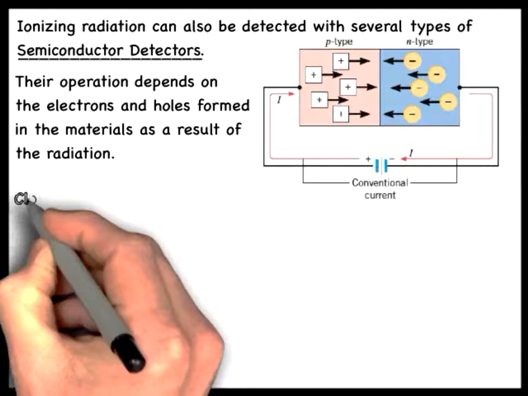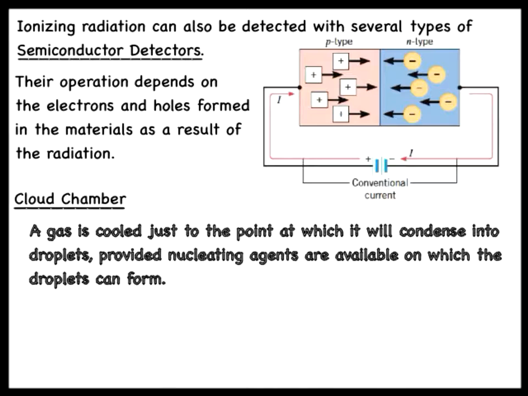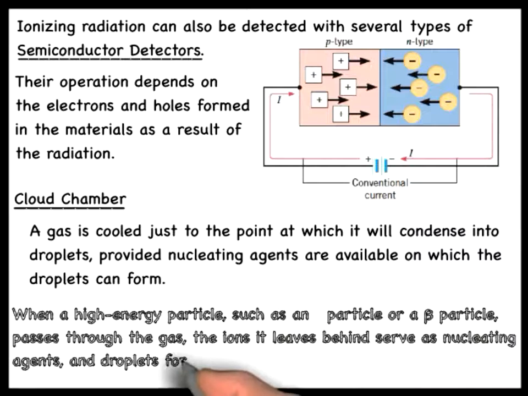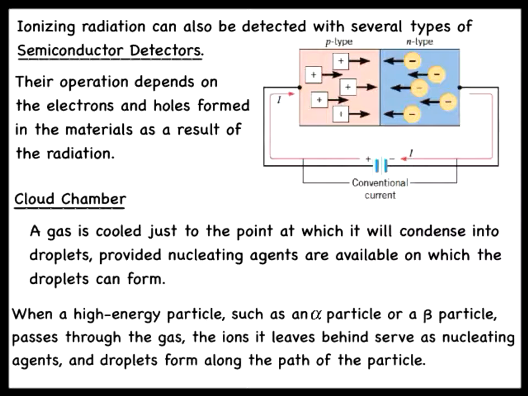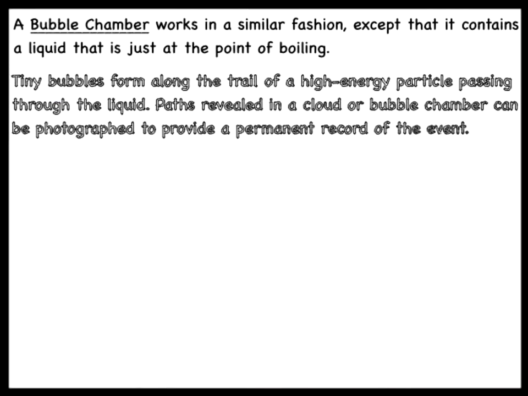A number of instruments provide a pictorial representation of the path that high-energy particles follow after they are emitted from unstable nuclei. In a cloud chamber, a gas is cooled just to the point at which it will condense into droplets, provided nucleating agents are available on which the droplets can form. When a high-energy particle, such as an alpha particle or beta particle, passes through the gas, the ions it leaves behind serve as nucleating agents, and droplets form along the path of the particle. A bubble chamber works in a similar fashion, except that it contains a liquid that is just at the point of boiling. Tiny bubbles form along the trail of high-energy particles passing through the liquid.